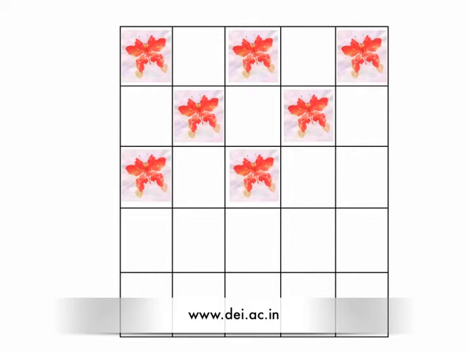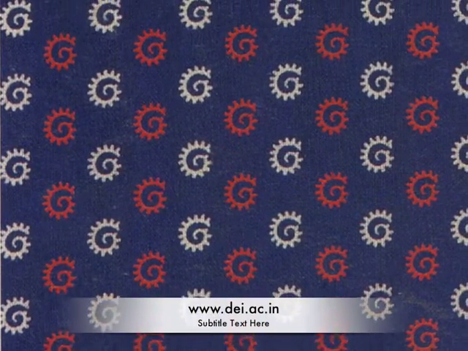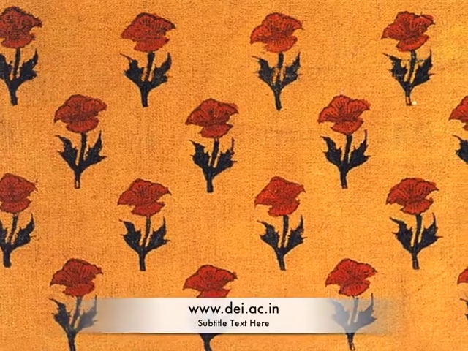Half-drop placement. When a motif is placed at the 4 corners of a square grid, and also in the center, and this is repeated, this is known as a half-drop placement.